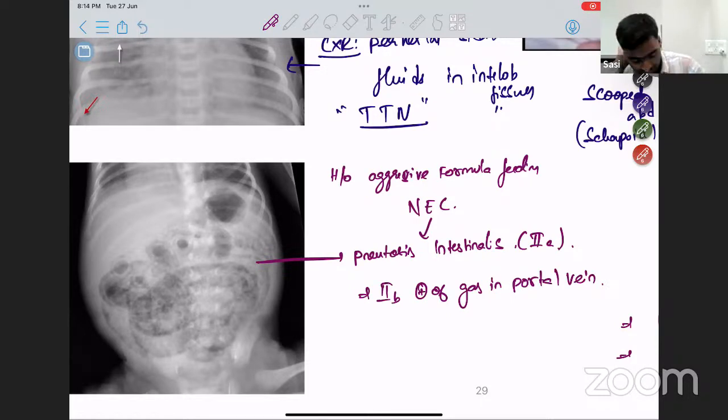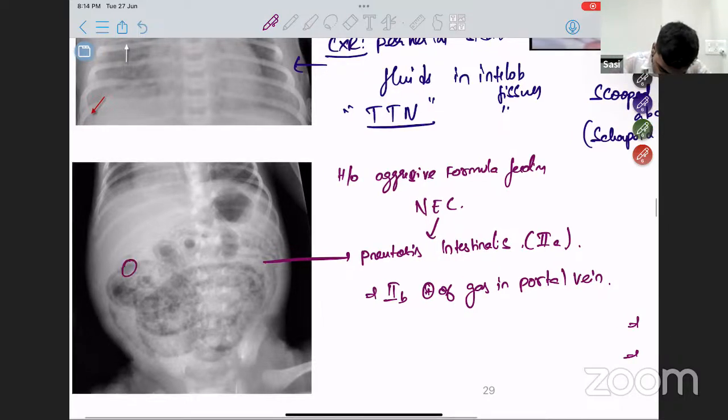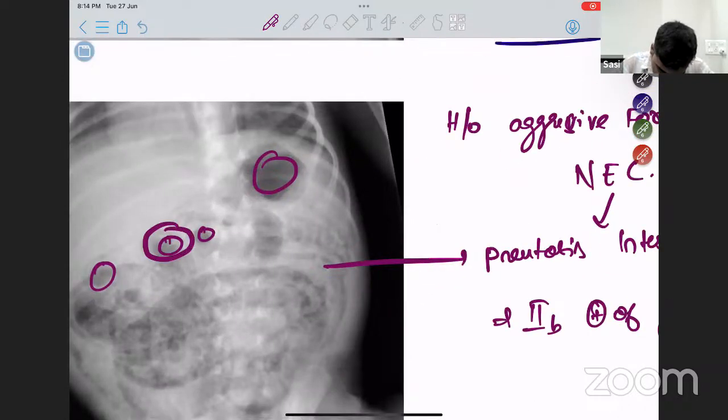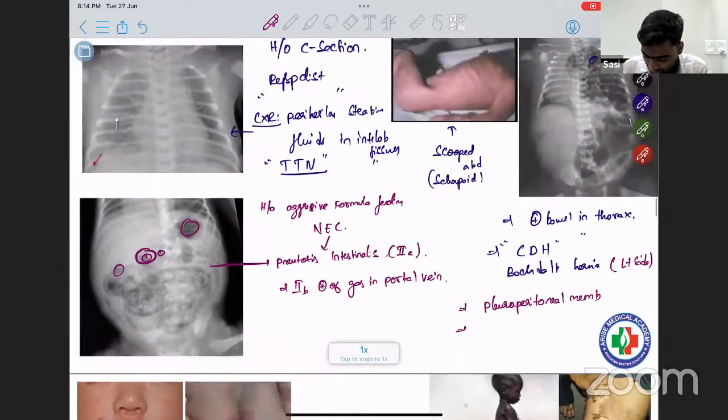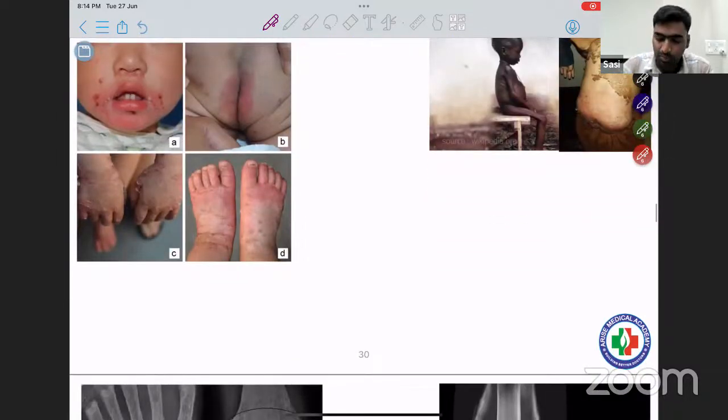Don't confuse it with the double bubble appearance. Here you will see multiple bubbles. But here, if you see between the inner air and the outer air, there is a circle, because of the accumulation of air between the layers of the intestine. Fine. This is about this X-ray. We'll move on to a few important images which are being tested.